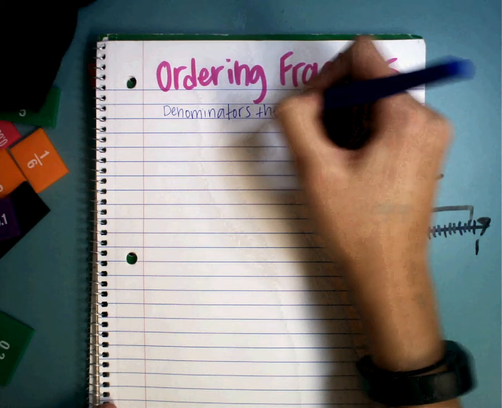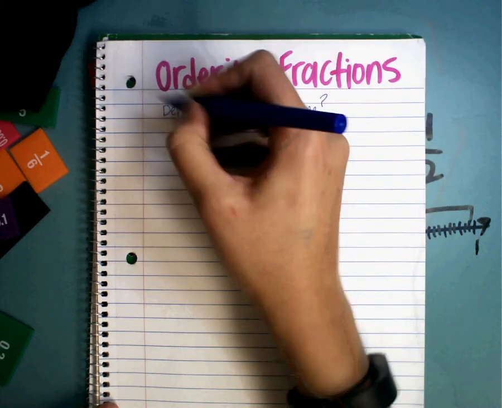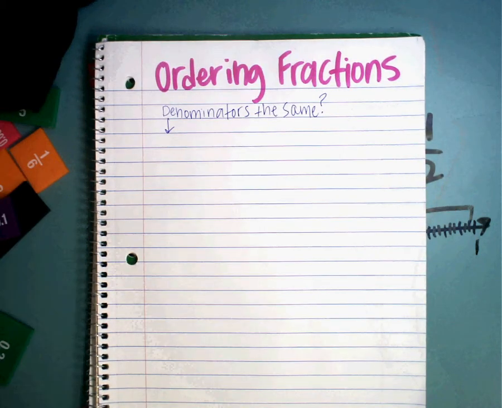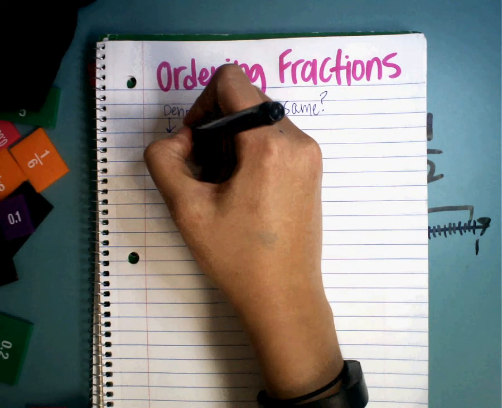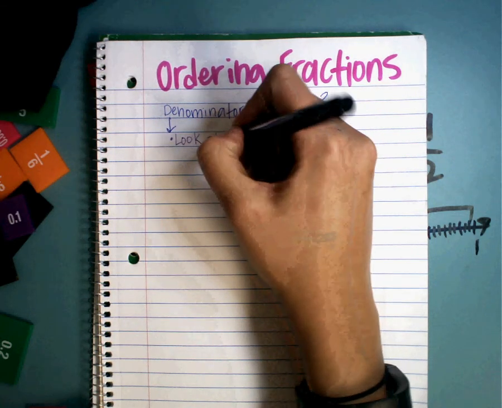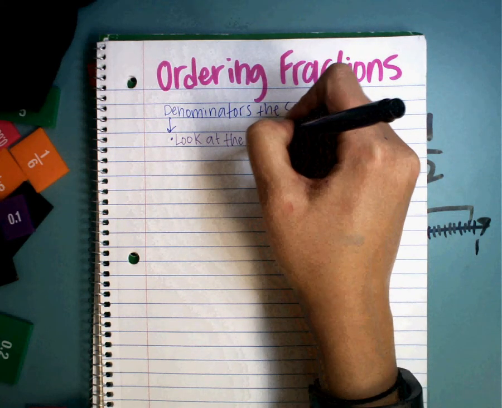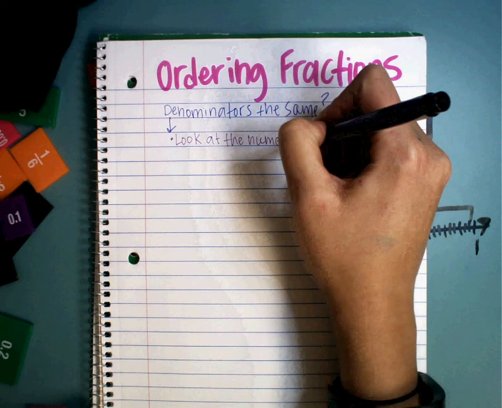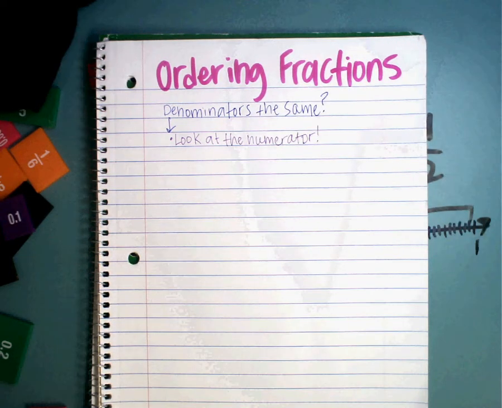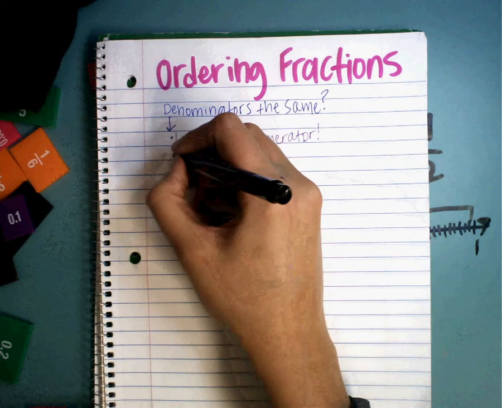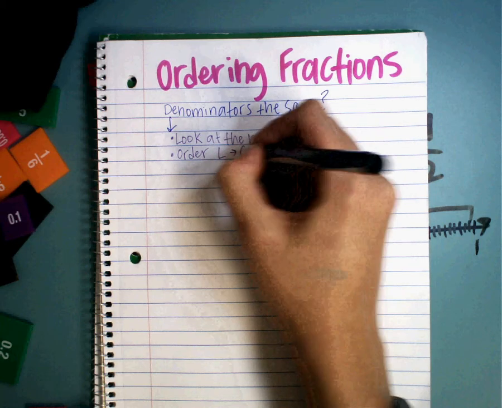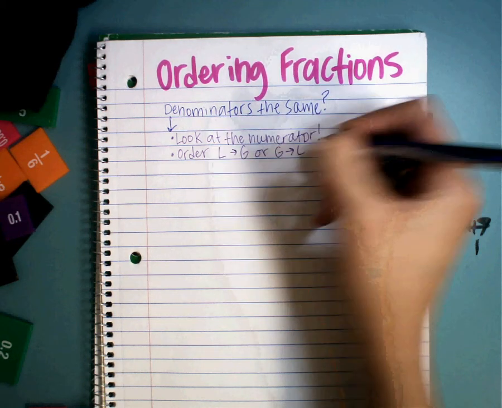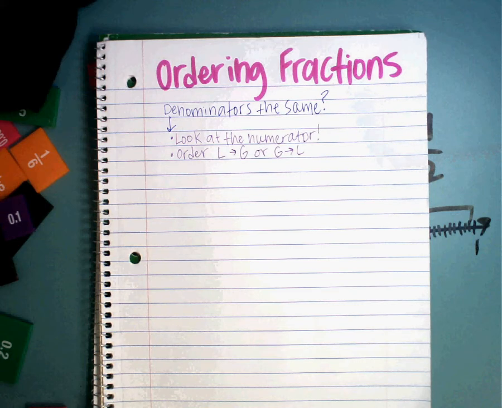Denominators the same? Here's what you do. You are going to look at the numerator. That's all you have to do, just look at the numerator, and order them least to greatest or greatest to least. Those are your options. So you're just going to take that numerator. Let's do an example.